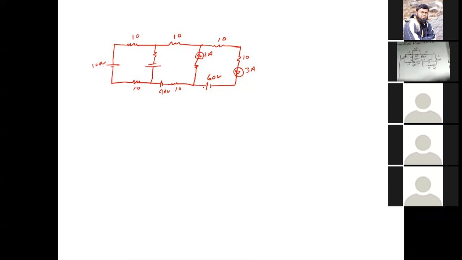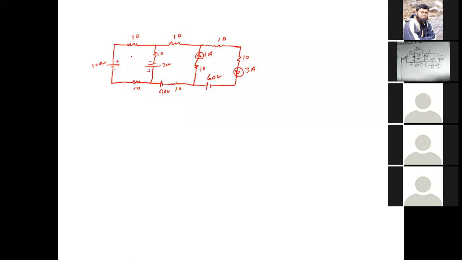Then this 600, this is the 10. Okay, this is the 30 volt, this is the 10 ohm. All are complete, maybe all complete. Now we are using loop formula. Okay, loop formula, this is the positive and this is the negative, this is the negative, this is the positive.